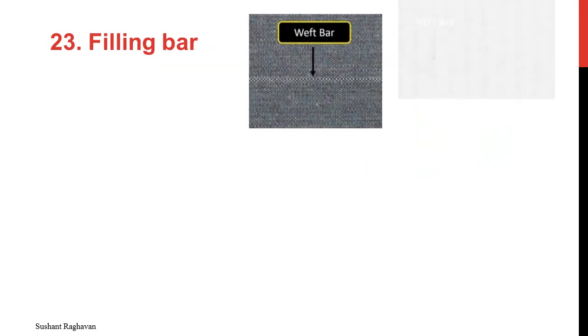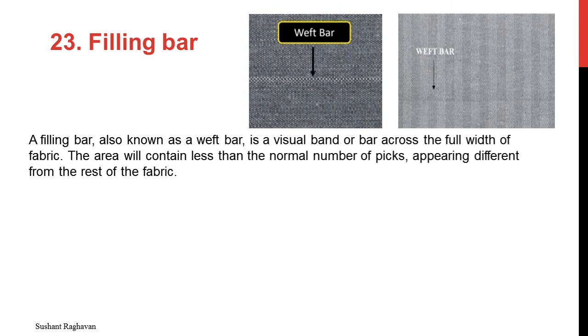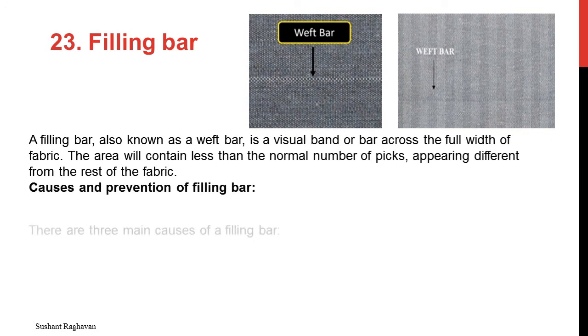Filling bar. A filling bar, also known as a weft bar, is a visual band or bar across the full width of fabric. The area will contain less than the normal number of picks, appearing different from the rest of the fabric. Causes and prevention of filling bar.